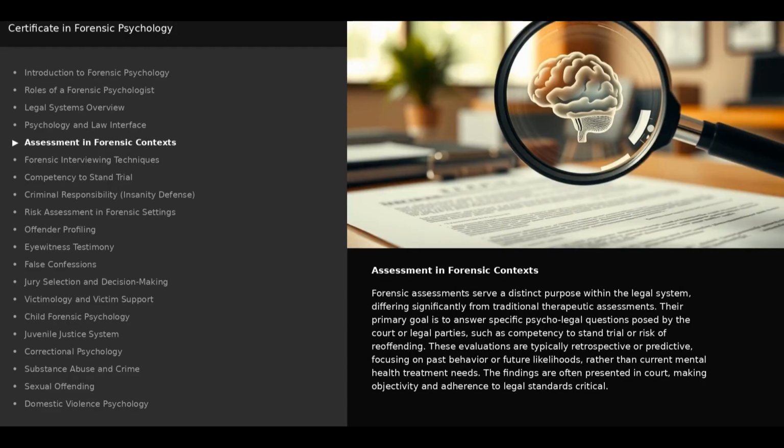Assessment in forensic contexts. Forensic assessments serve a distinct purpose within the legal system, differing significantly from traditional therapeutic assessments. Their primary goal is to answer specific psycholegal questions posed by the court or legal parties, such as competency to stand trial or risk of reoffending. These evaluations are typically retrospective or predictive, focusing on past behavior or future likelihoods, rather than current mental health treatment needs. The findings are often presented in court, making objectivity and adherence to legal standards critical.